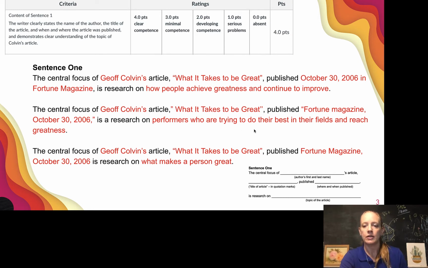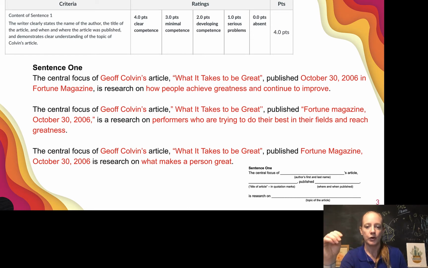Performers who are trying to do their best in their fields and reach greatness. So does that capture Colvin's point in his article? Sort of. This is focusing more on performers, so if I was just reading the sentence, I would think the article was about a bunch of people who were really good at what they do and why they wanted to be great, instead of what ordinary people can do to achieve greatness and continue to improve. So I would say this falls in the 3 range, okay?